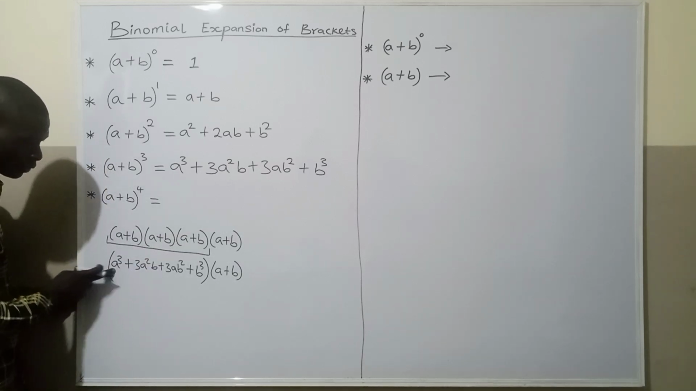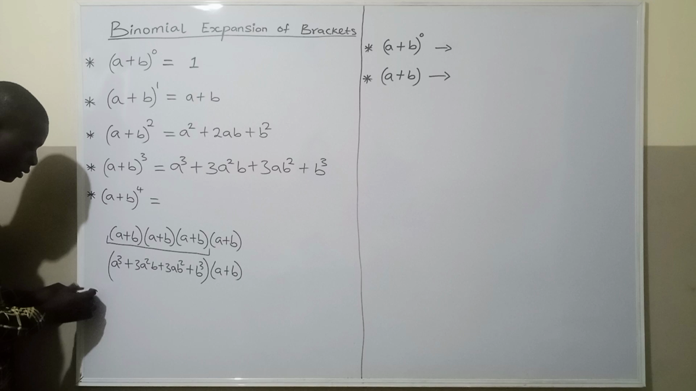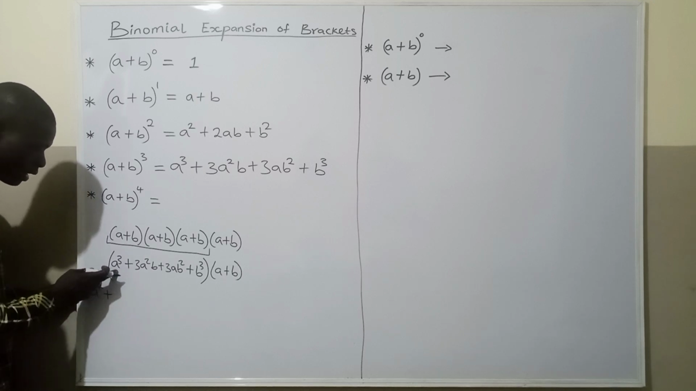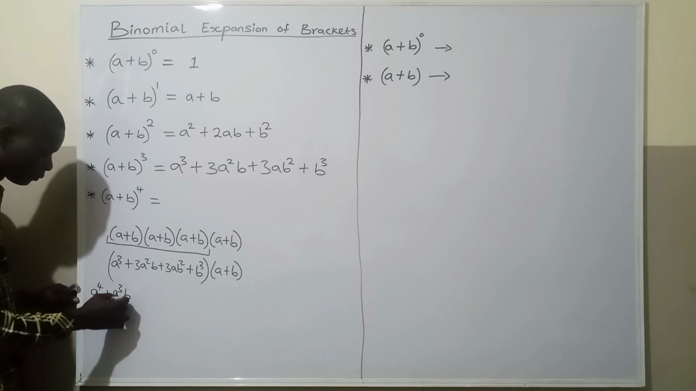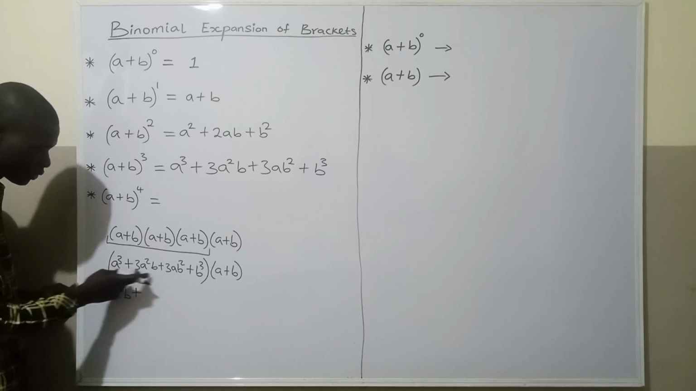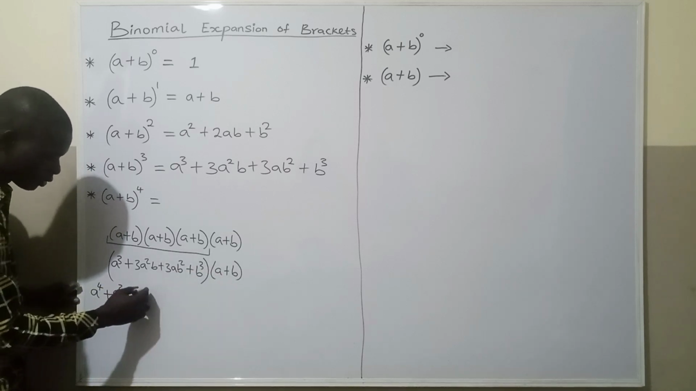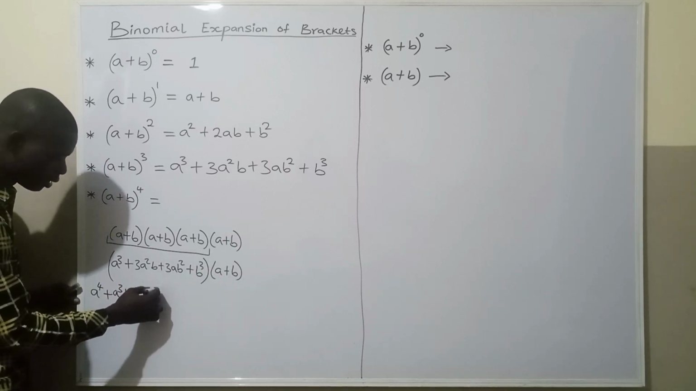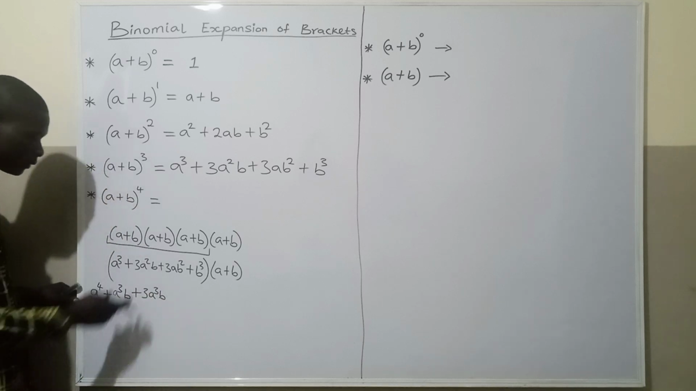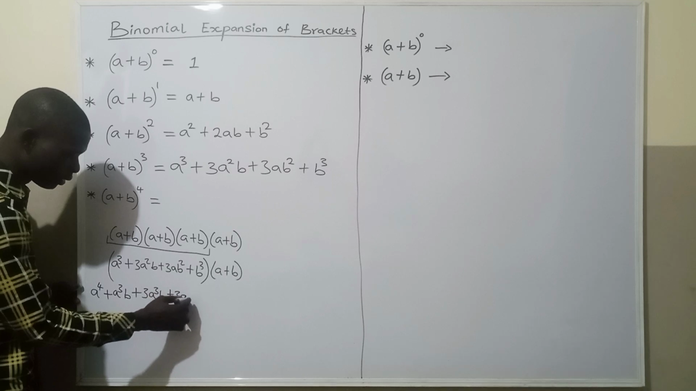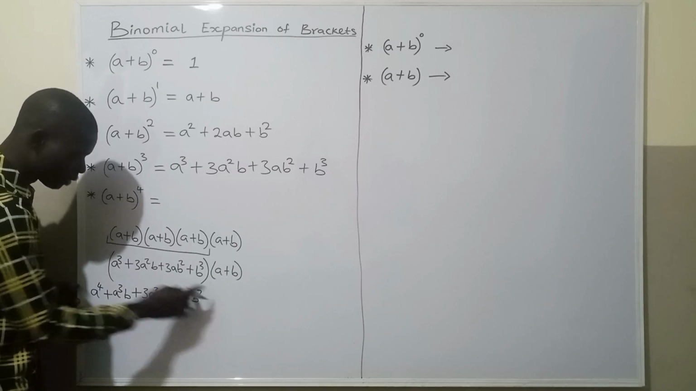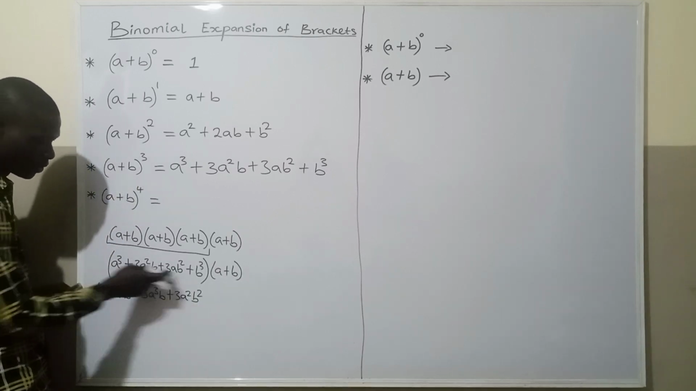So a cubed, first of all, multiplied by a. That's going to be a to the 4th power, a raised to power 4, plus a cubed multiplied by b. That's going to be a cubed b. Then plus 3a squared b multiplied by a. That's going to be 3a cubed b. And 3a squared multiplied by b, that's going to be 3a squared b squared, because a squared goes with this, then b times b is also what?